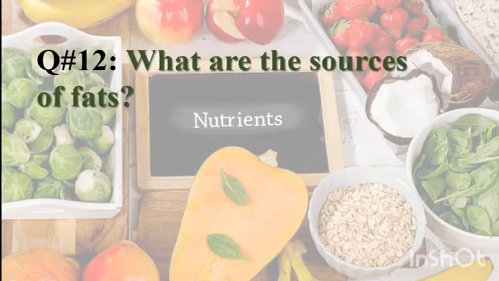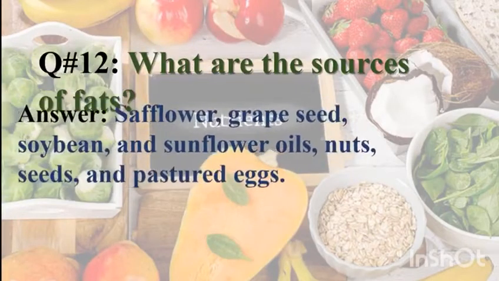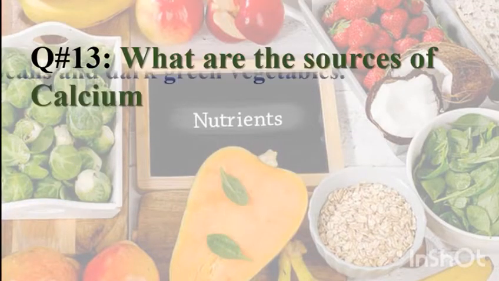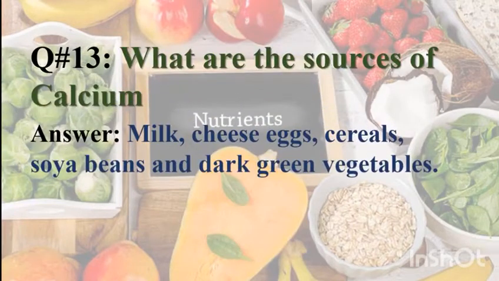Next question is what are the sources of fats? So safflower, grapeseed, soybean and sunflower oils, nuts, seeds and pastured eggs. All of these are the sources of fats, right? Next question is what are the sources of calcium? So we know that we can obtain calcium from milk, from cheese, from eggs, cereals, soybeans and dark green vegetables.